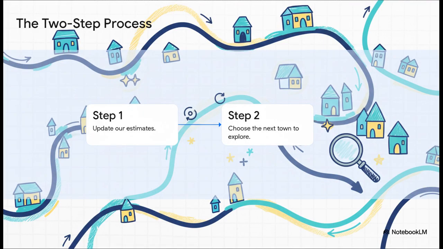Believe it or not, the whole algorithm just comes down to 2 simple steps that we're going to repeat over and over again. First, we look at where we can go from our current spot and update our time estimates. And second, we pick the cheapest, unexplored town to go to next. That's literally it. Let's see how it plays out.